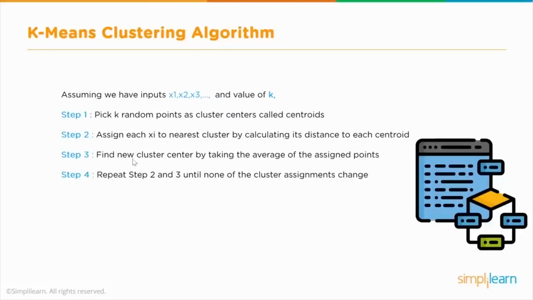Now we have k groups because we have assigned the value of k. So there are k centroids, and so there are k groups. All these inputs have been split into k groups. However, remember, we picked the centroids randomly, so they are not real centroids.